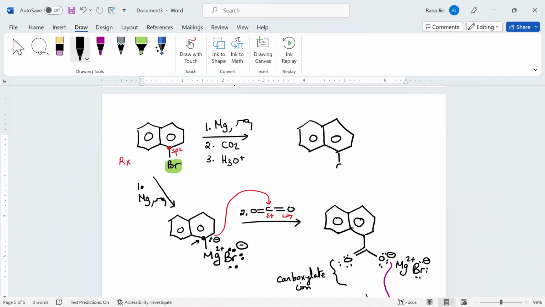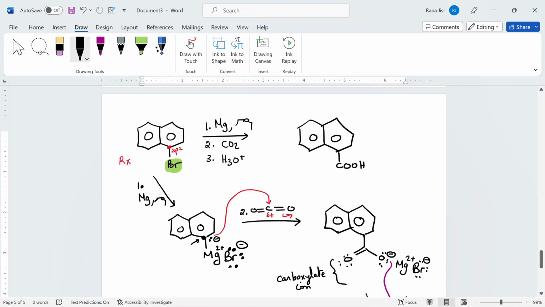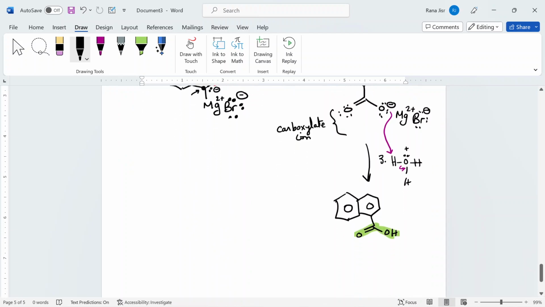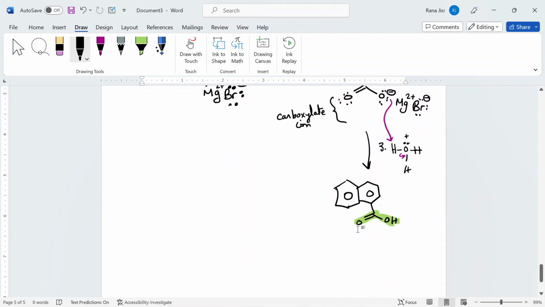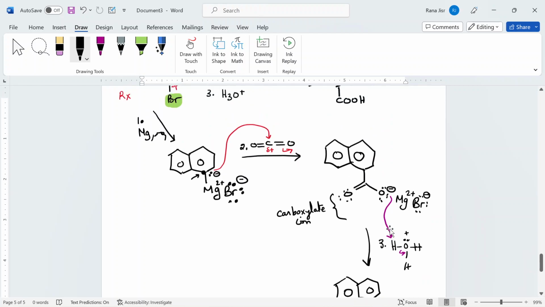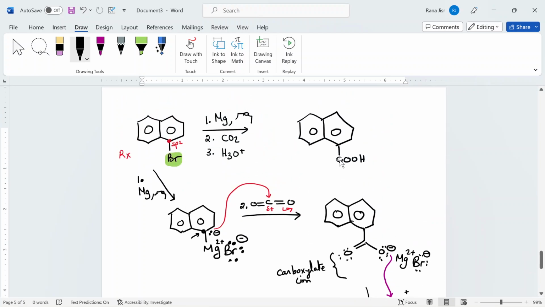So this is going to be the COOH. This is how you write the carboxylic acid in its condensed form. You can write it either as COOH or as C double bond O, OH. Both are the same. From where did I get this carbon? This carbon is the carbon from the carbon dioxide in there. And this is a good way of replacing the halogen by the carboxylic acid.